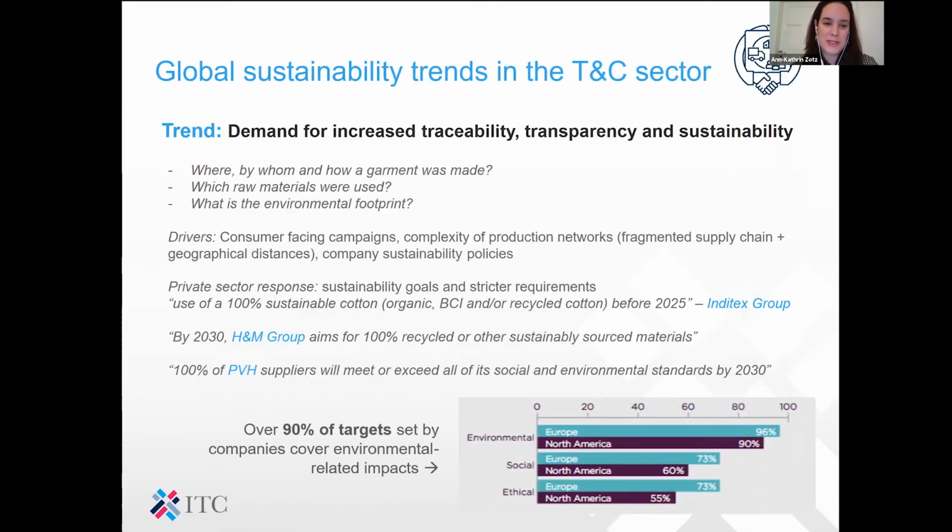For the global trends we have been seeing in the last years, we really want to point out those which we see the strongest pronounced. So one is the demand for, of course, increased traceability, transparency, and sustainability. So consumers asking where, by whom, and how is my garment made, which raw materials have been used, and how is the environmental footprint of all this. So we see this really as a result of large consumer-facing campaigns, but also of a more and more complex production network, so a much more fragmented supply chain, and also, for example, the geographical distances within the supply chain. Hence, it's much more difficult for the end consumer to know exactly how the garment was produced and by whom.